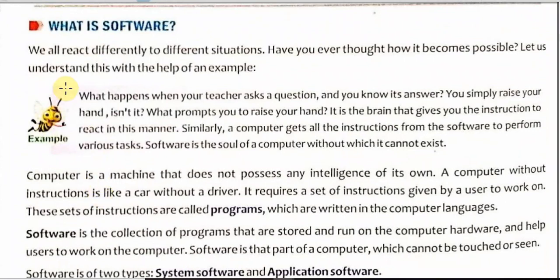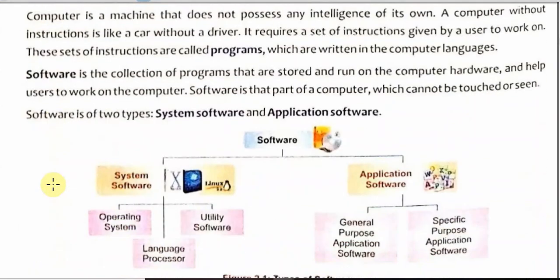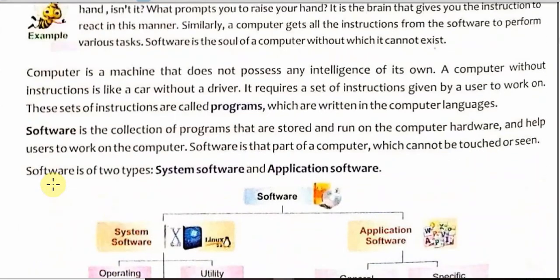First question, what is software? Now, computer is a machine that does not possess any intelligence of its own. A computer without command or instruction is like a car without a driver. It requires a set of instructions given by a user to work on. These sets of instructions are called programs, which are written in computer language.